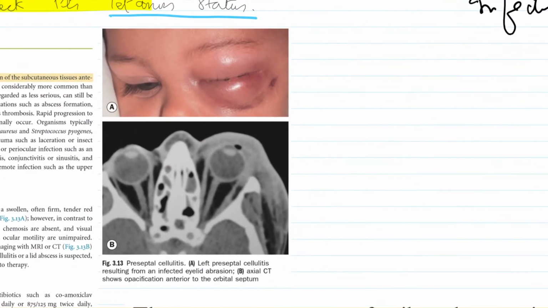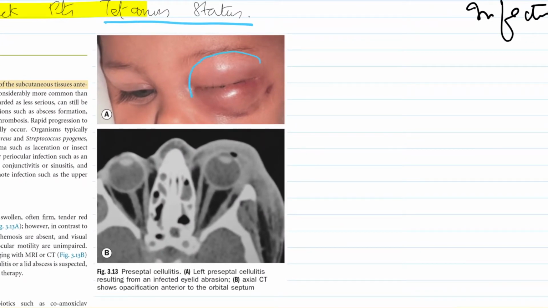Now, having a look at this diagram, this is how a typical presentation of a preseptal cellulitis would come to you. In this child, there is a left preseptal cellulitis which has been caused due to an infected eyelid abrasion, possibly somewhere here. You could see a wound. Then on the axial CT, you can see there is an opacification in the left side of the orbital septum on the anterior part. So this is how you diagnose it.